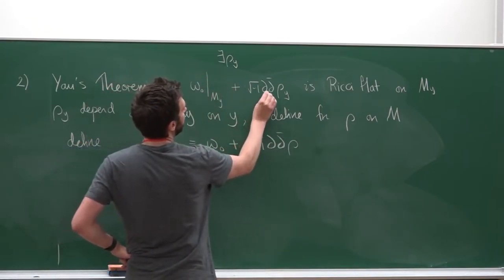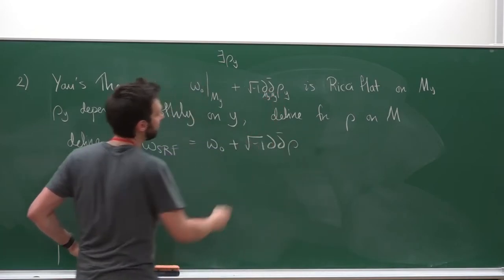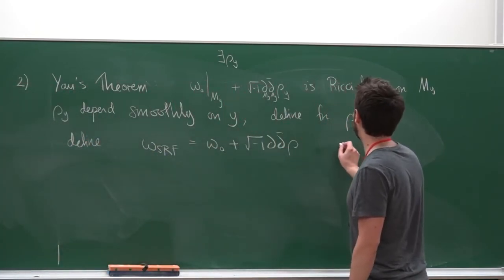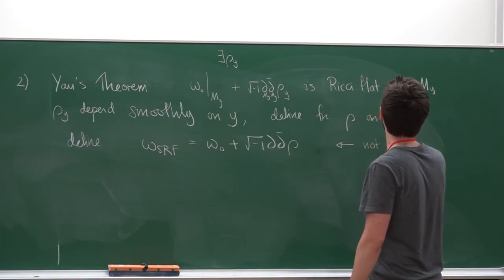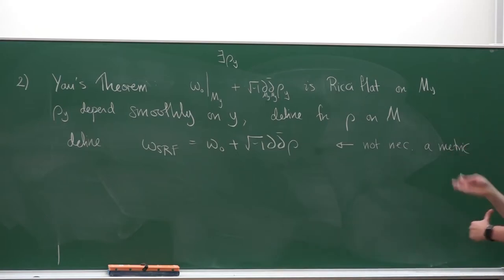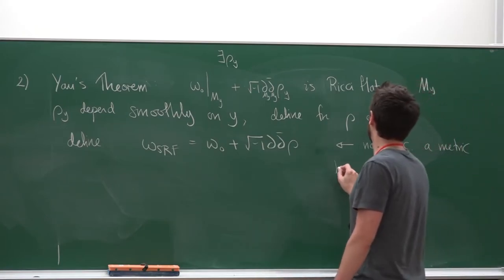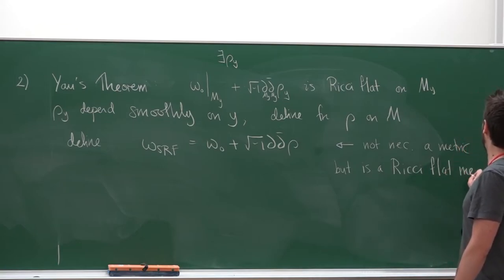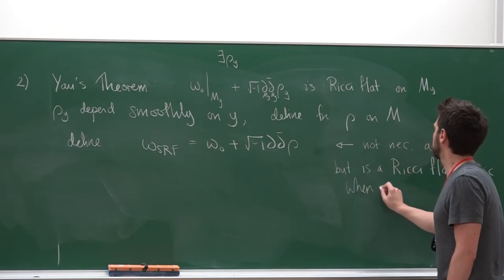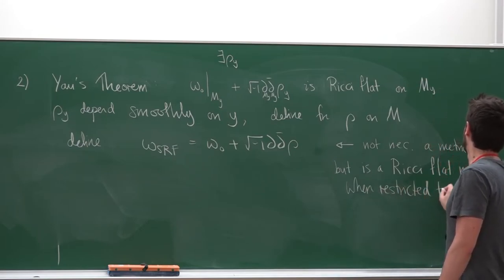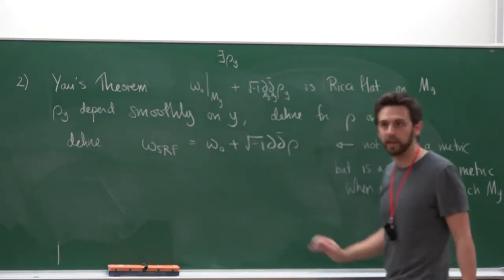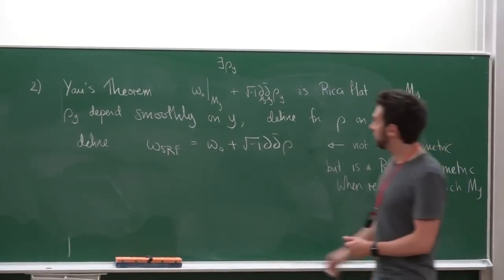Where now this was in the M_y direction, but now this is in all directions. So we differentiate also in the y direction. And then the point is that this is not necessarily a metric. But when you restrict to every fiber, it gives you a Ricci flat metric, to each M_y. Okay, so that's the so-called semi-Ricci flat metric. Of course, it depends on omega naught in a rather non-trivial way. Okay, so that's just to explain the notation.